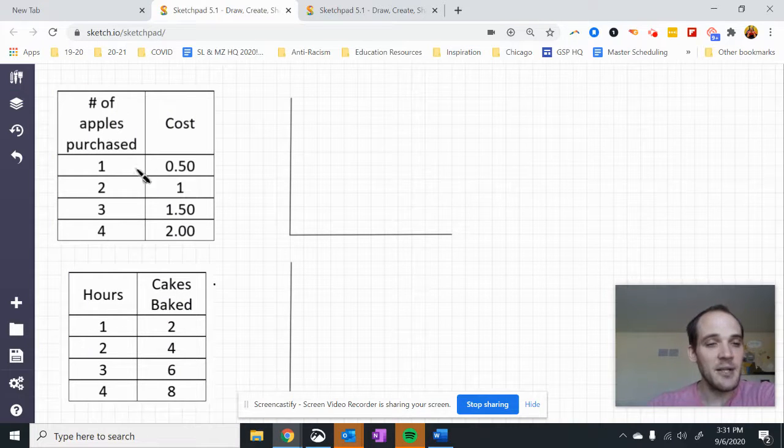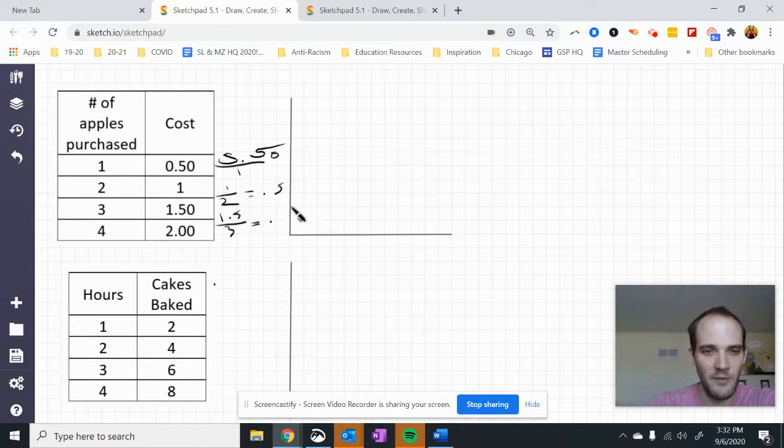Great. Take a look at this proportional table. I know it's proportional because if I take the cost, or the y, each time, 0.5 and I divide it by 1, I get 0.5. If I take 1 divided by 2, I get 0.5. If I take 1.5 and I divide it by 3, I get 0.5. And so I know that it's proportional because y over x is constant. So I know that this table is proportional.